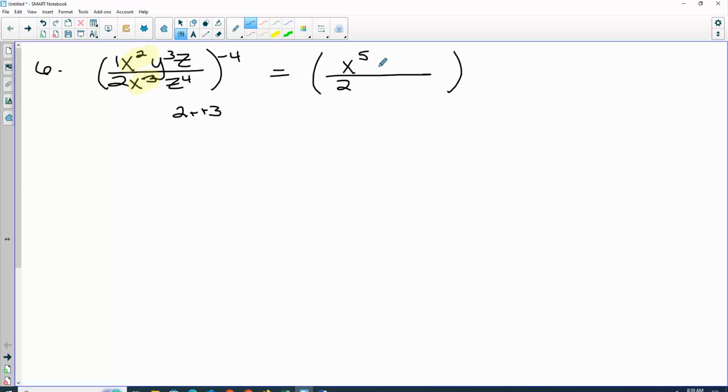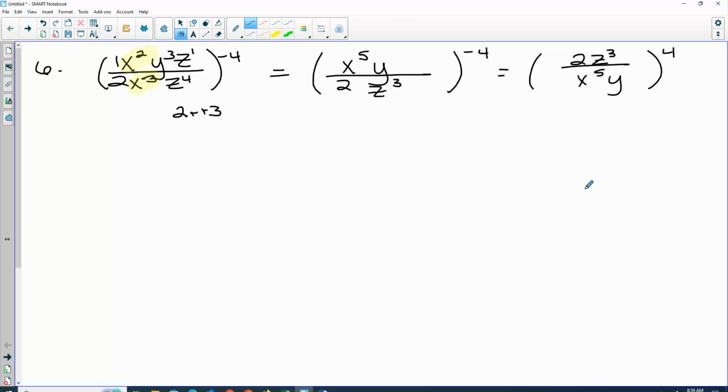I only have a y on top, so it stays. My z's, I have a 1 and a 4. 4 is bigger, it's on the bottom, so it ends on the bottom. 4 minus 1 is 3. This is all to the -4 power. What does a negative exponent do? Flips it. So the 2z cubed comes up, the x to the 5th y comes down, and now it's to a positive 4.